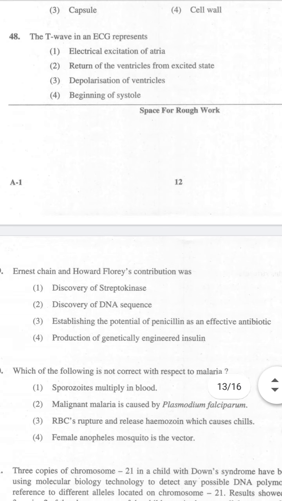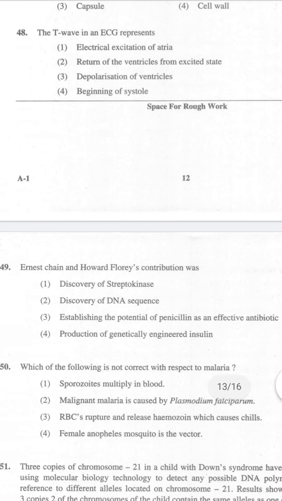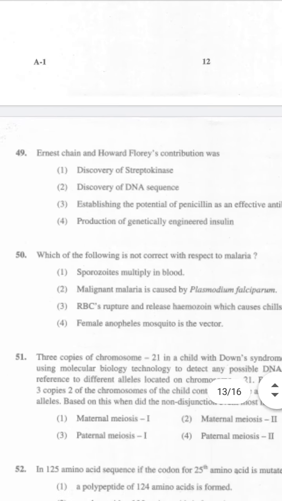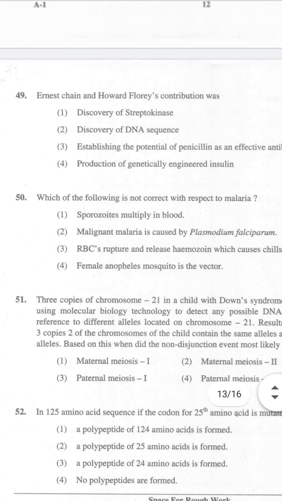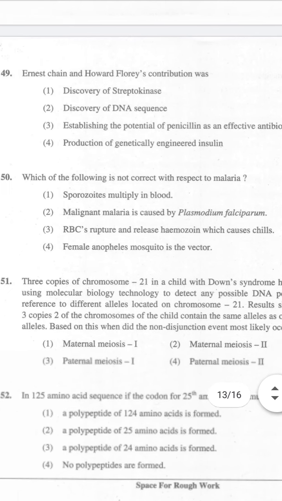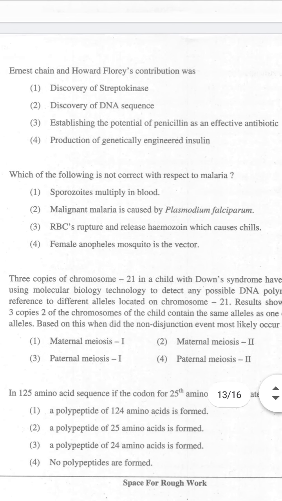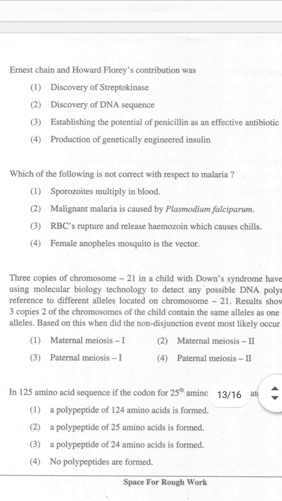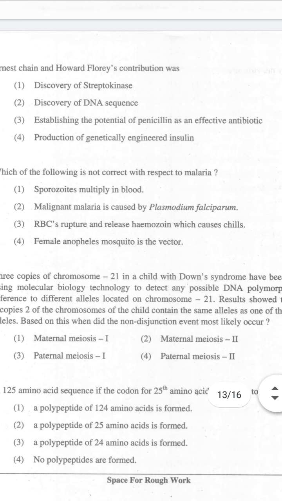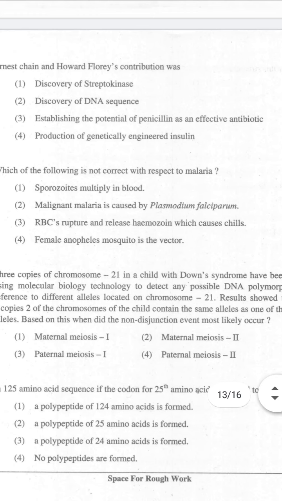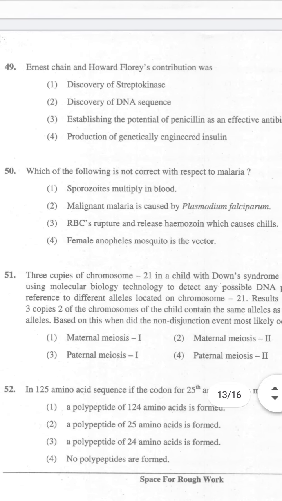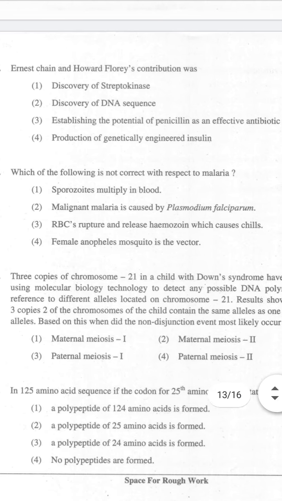Now let's go to the next question. Question number 49. Ernest Chain and Howard Florey's contribution was: option 1, discovery of streptokinase; option 2, discovery of DNA sequence; option 3, establishing the potential of penicillin as an effective antibiotic; option 4, production of genetically engineered insulin. So the correct answer for this question is option 3.